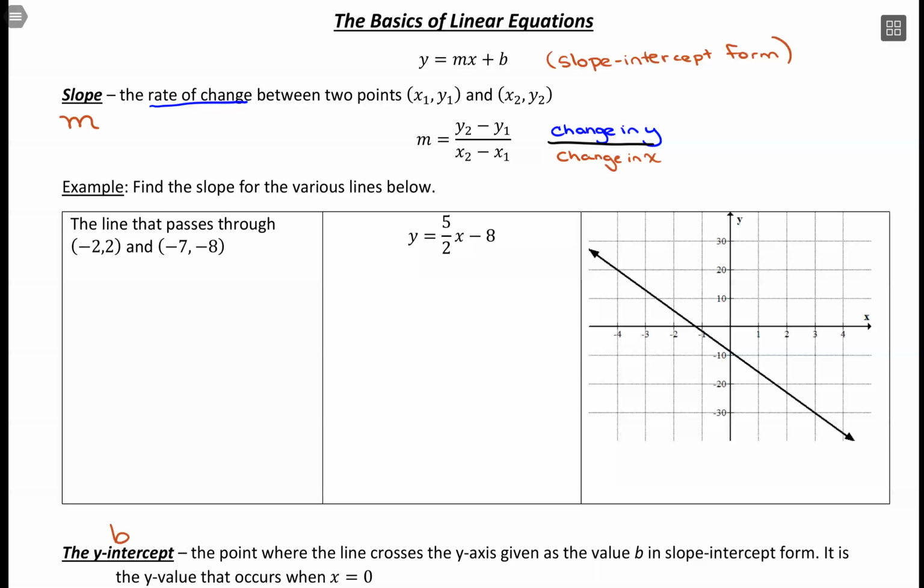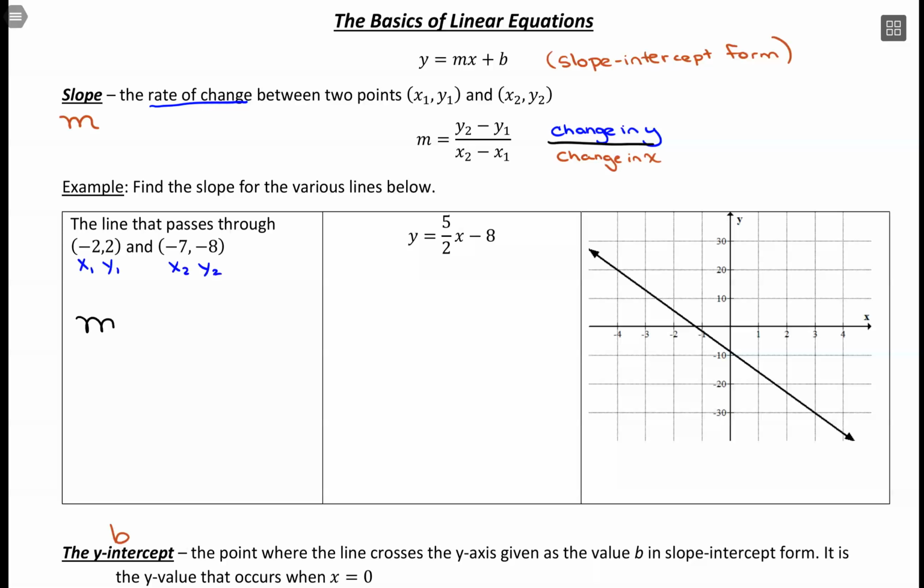So let's see the different ways we can find our slope. So if we're given two coordinates, then what we would use is that formula up above there. So what can help is noting what's your x1, y1, and what's your x2, y2. It doesn't really matter which point is 1 and which point's 2, you just have to be consistent. So let's say this is x1, y1, x2, y2.